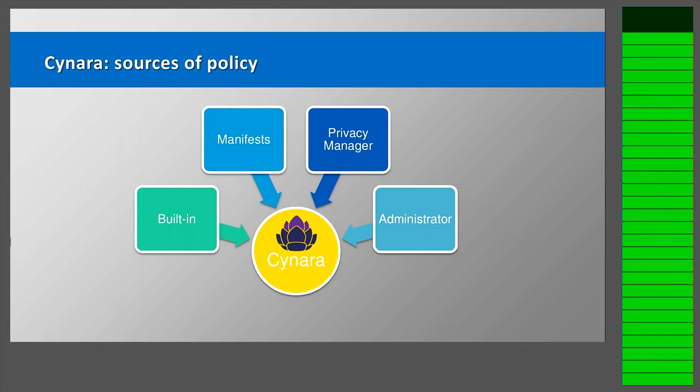It asks Cynara, which is basically a database with policy on the current system, and Cynara answers the service if the access should be granted or not, so if the altering should have effect or not. So how does Cynara know the answers? First of all, we can have some sane built-in defaults in the system. We can have manifests, so if you know the concept of Android, the application can come with predefined manifests declaring the accesses they would need, and the privacy manager and administrator can alter the policy online.